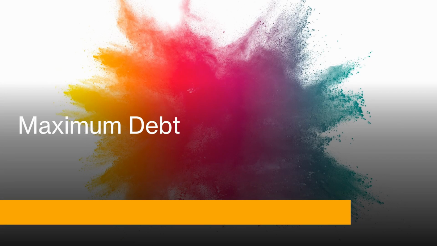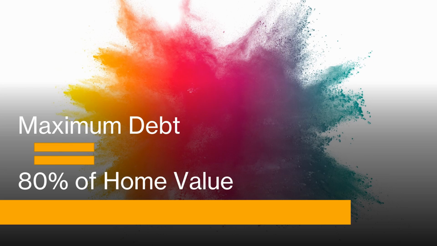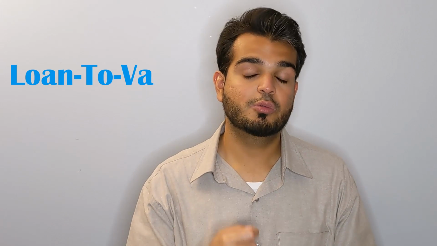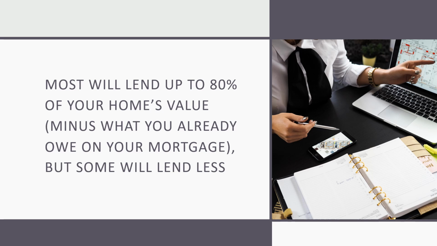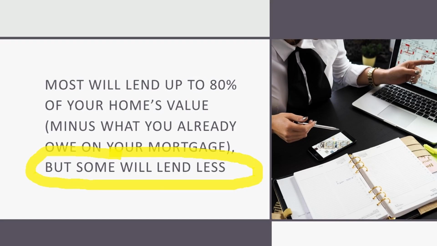In general, you can borrow up to 65% of the value of your home through a HELOC. Combined with your mortgage balance, the maximum debt should be no more than 80% of the value of your home. This is called the loan to value ratio, or LTV. This is the max amount in percentage your financial institution will allow you to borrow compared to the value of your home. Most financial institutions will lend up to 80% of your home's value, minus what you already owe on your mortgage, but some may lend less.